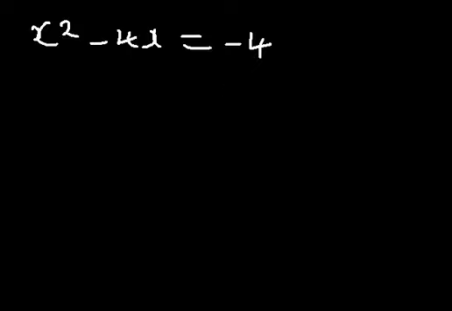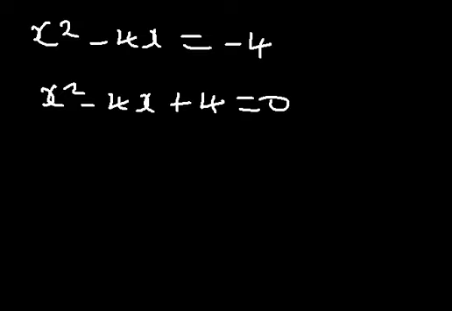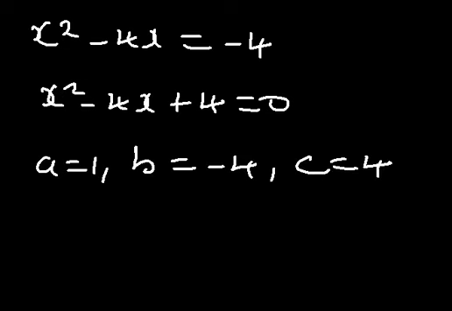So this is a typical quadratic equation, since the highest degree is 2, but it is not in the general form. Therefore, we have to bring this -4 to this side. Now we'll have x squared minus 4x plus 4 equal to 0. So for this case, a is 1, b is -4, and c is 4. So what is the discriminant?